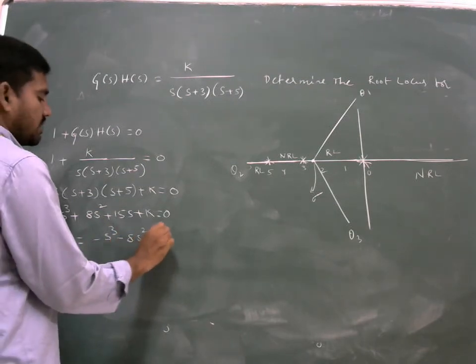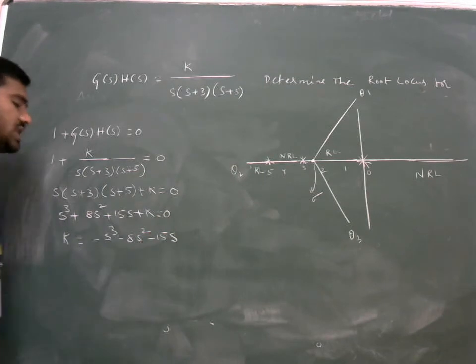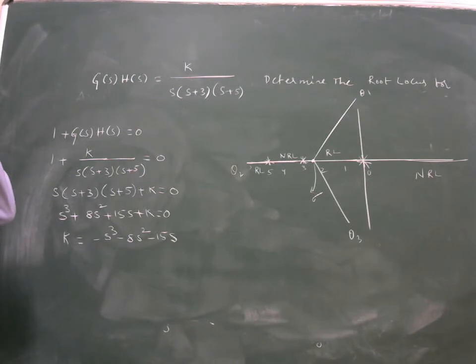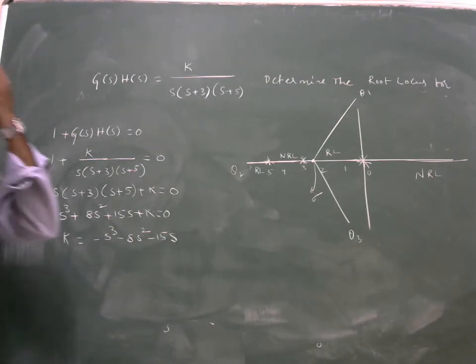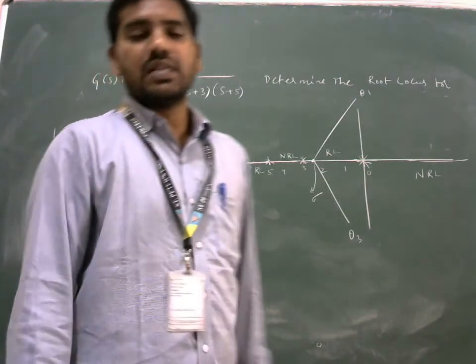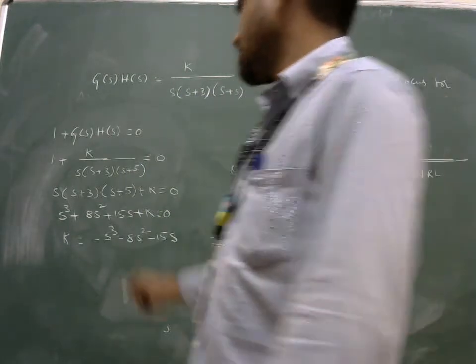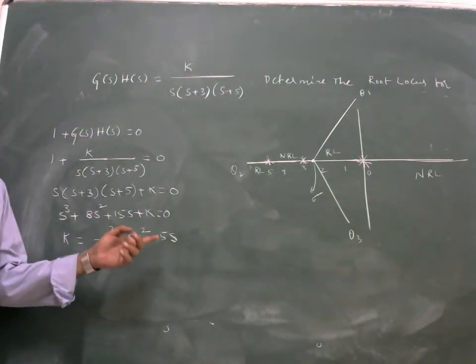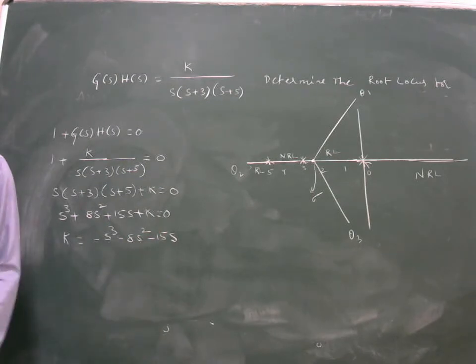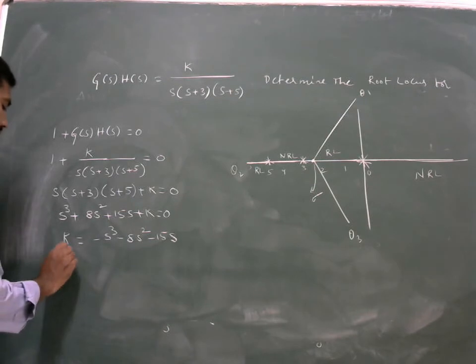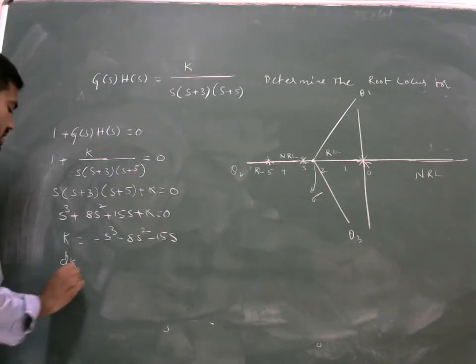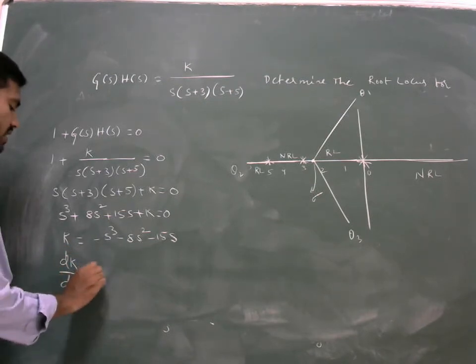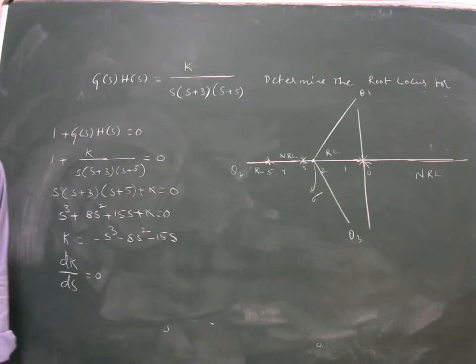Same procedure we used and discussed in the root locus steps of an earlier problem, the same procedure I am going to use. K is equal to minus s cube minus 8s square minus 15s. What is the next step we need to do? We need to apply dk by ds: differentiate this equation and equate it to 0.